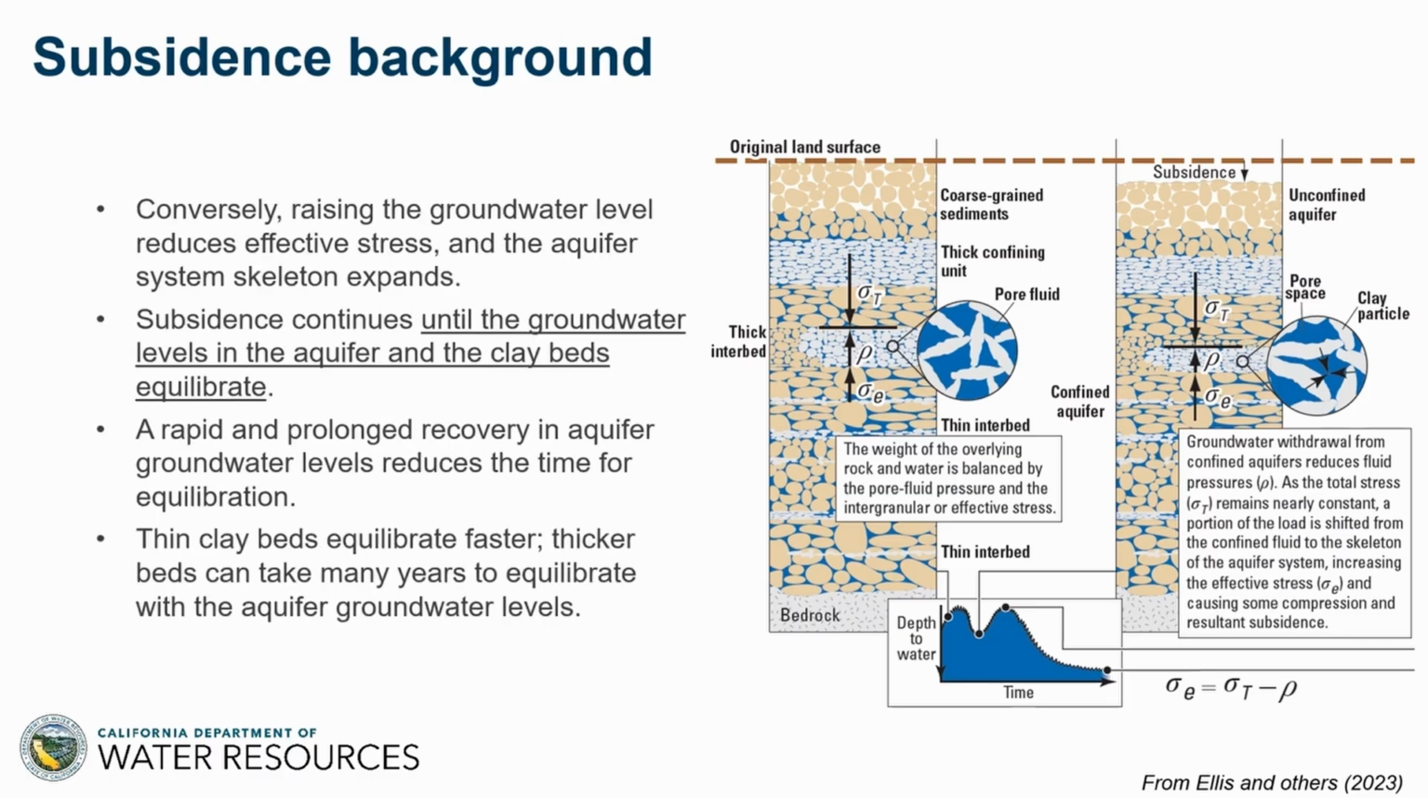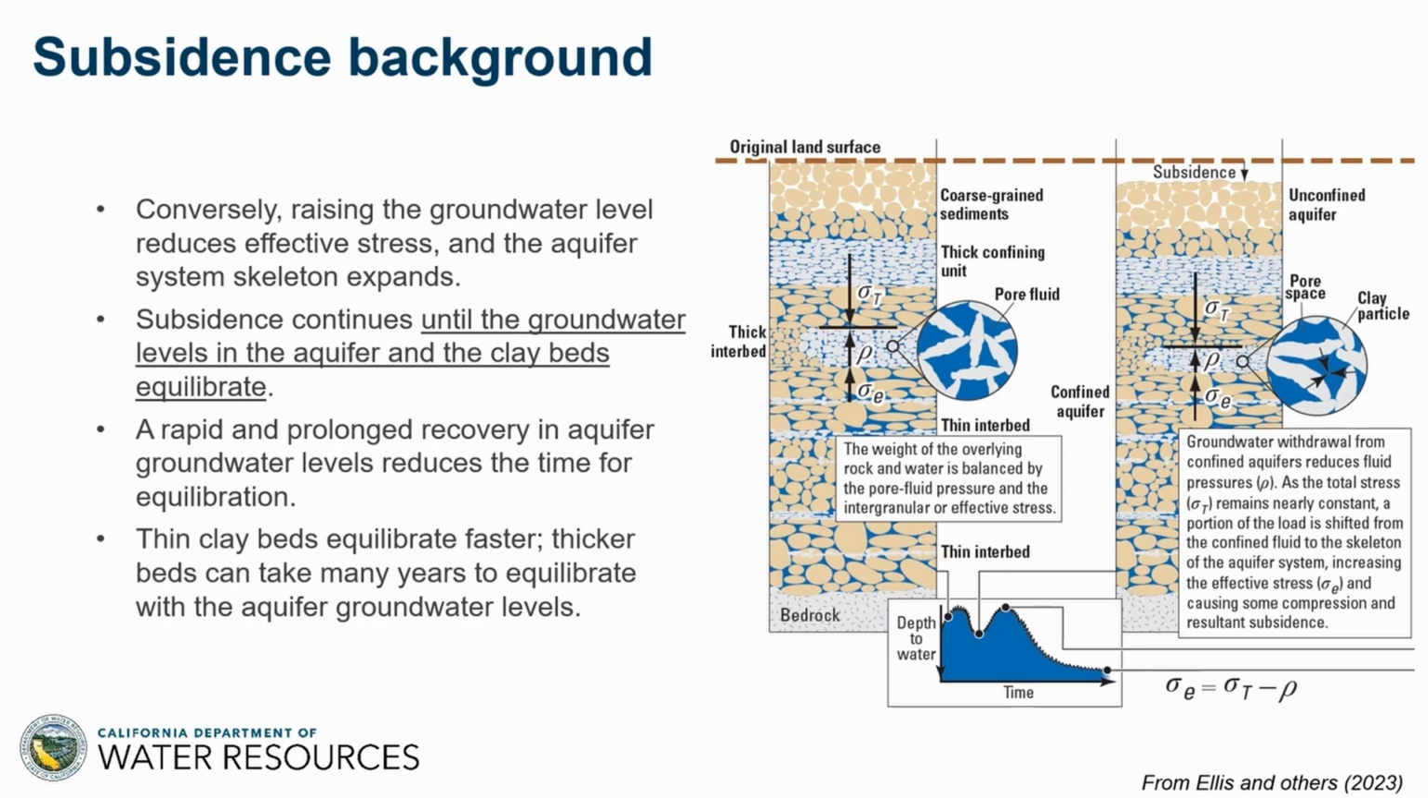So with that said, when groundwater levels recover, the effective stress is reduced, which results in an expansion of the aquifer system skeleton and may result in a rebound of the land surface. An important point here is that subsidence continues until equilibrium is reestablished between the clay beds and the surrounding aquifer sand sediment. In natural undisturbed conditions, the pore fluid pressure, which is again here the groundwater level, is approximately in equilibrium. And that equilibrium has to be restored in order to stop subsidence.